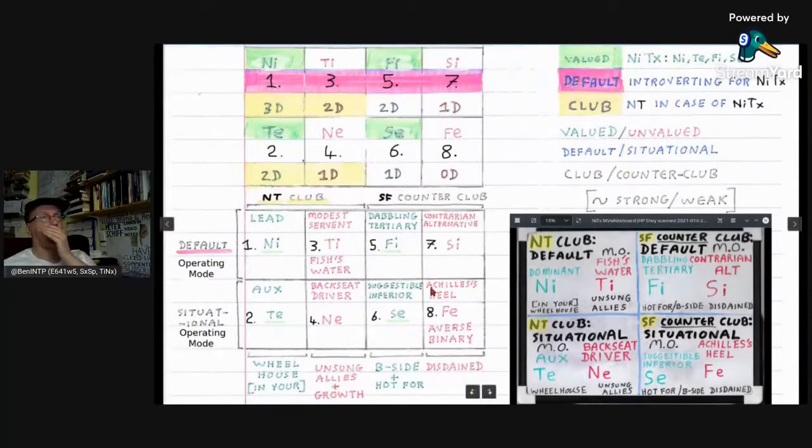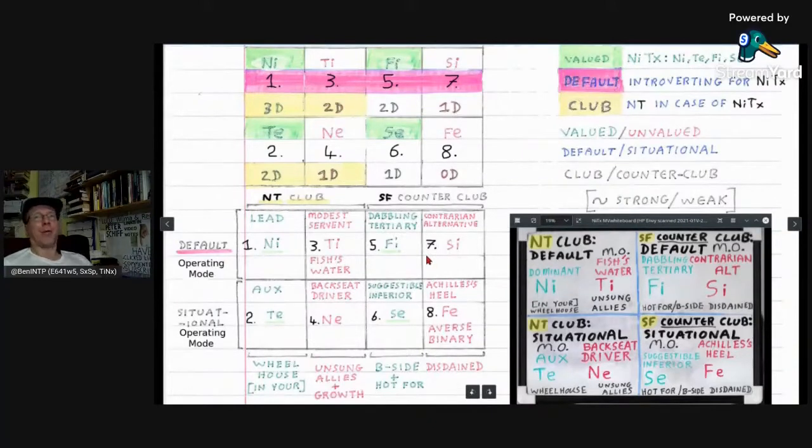So, we're looking at this one here. TI, the third strongest function in the NIT, the contender rational. Are there any that would like to disagree with me? So a way of doing it is by saying, are there any INTJs out there who think their FI is stronger than their TI? Or their SI is stronger than their TI?